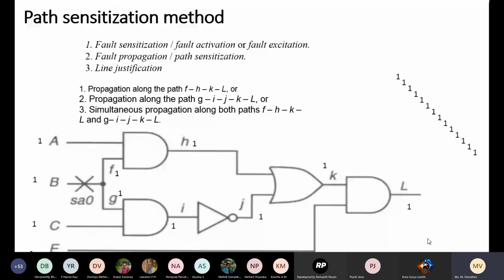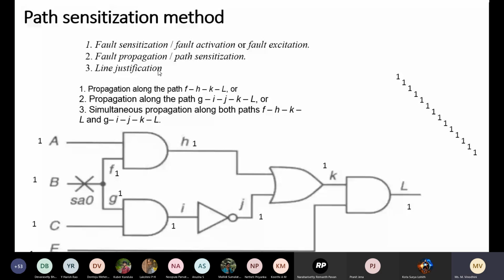Remember, there are many different names, but you should basically remember three steps: sensitization, propagation, and line justification. Other names you can remember later. As of now, to understand how this algorithm works and how we are going to get the test vector, remember this. First step is fault sensitization, second step is fault propagation, and third step is line justification.